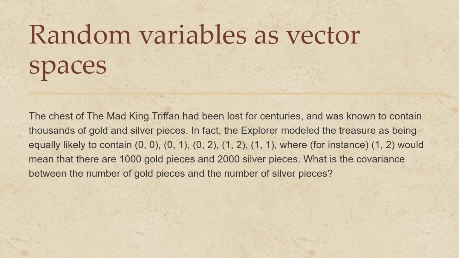The chest of the Mad King Tryphon had been lost for centuries and was known to contain thousands of gold and silver pieces. In fact, the explorer modeled the treasure as being equally likely to contain (0,0), (0,1), (0,2), (1,2), or (1,1), where, for instance, (1,2) would mean that there were 1,000 gold pieces and 2,000 silver pieces. What is the covariance between the number of gold pieces and the number of silver pieces?